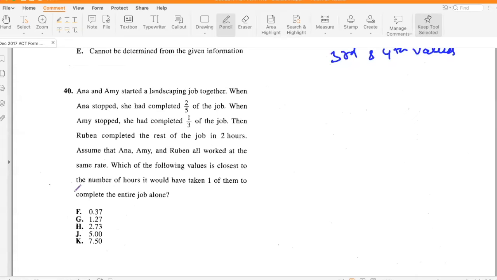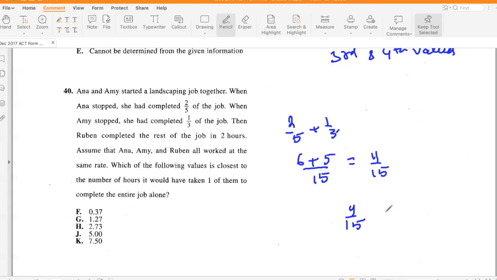Okay, so they started a landscaping job together, and when Anna stopped, she had completed 2/5 of the job, and when Amy stopped, she had completed 1/3. So together they completed 2/5 plus 1/3, which is (6 plus 5)/15, so they had completed 11/15 of the work. So what was left was 4/15, which Ruben completed in 2 hours, right?